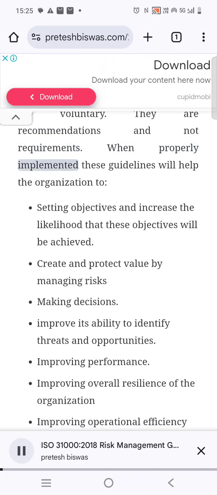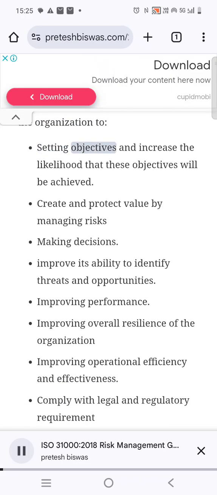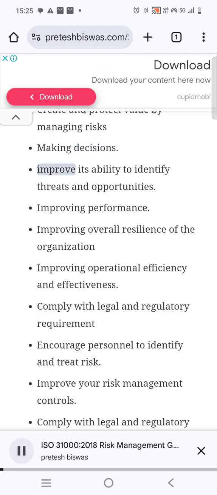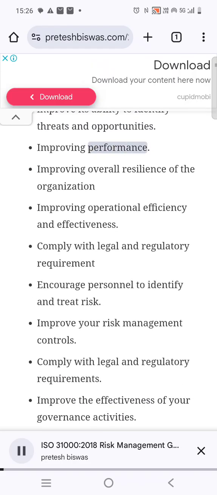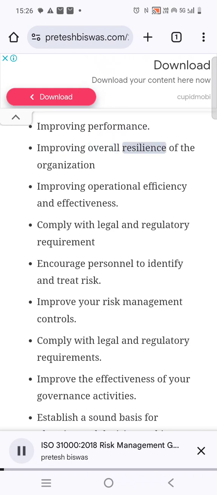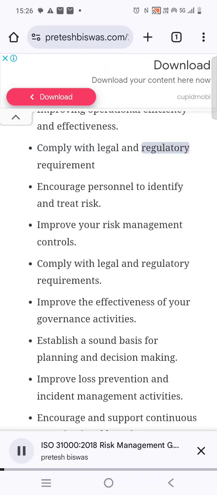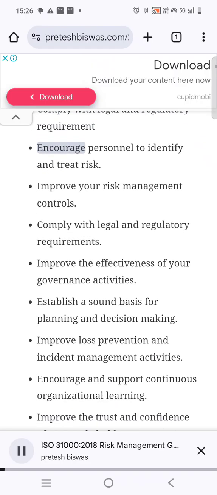When properly implemented, these guidelines will help the organization in setting objectives and increase the likelihood that these objectives will be achieved. Create and protect value by managing risks. Making decisions. Improve its ability to identify threats and opportunities. Improving performance. Improving overall resilience of the organization. Improving operational efficiency and effectiveness. Comply with legal and regulatory requirements. Encourage personnel to identify and treat risk.